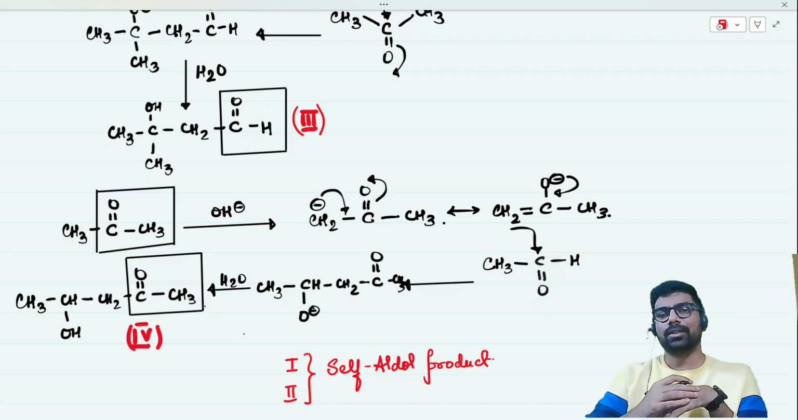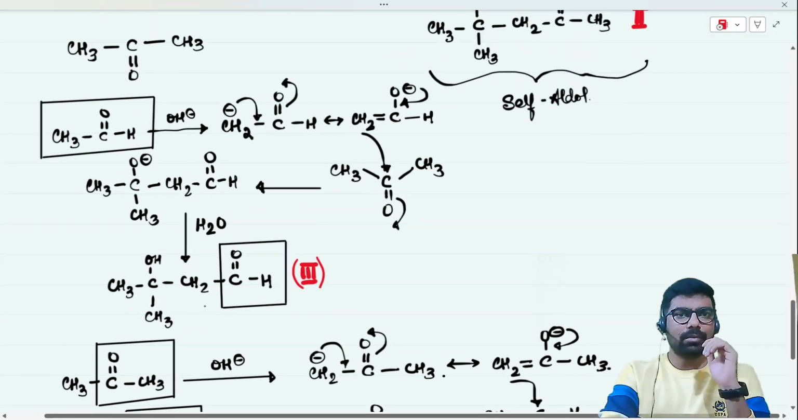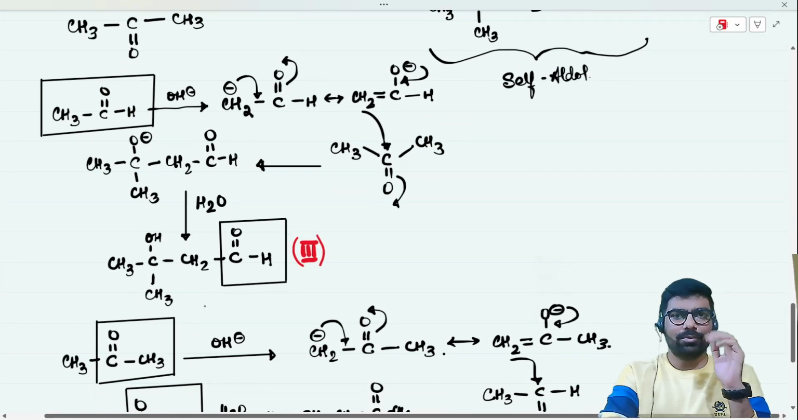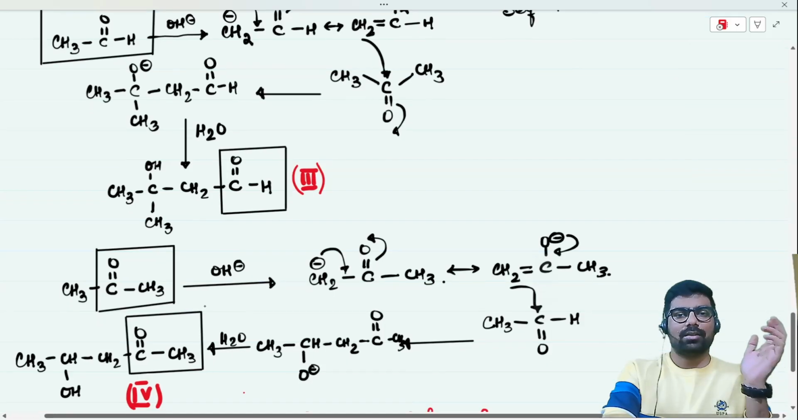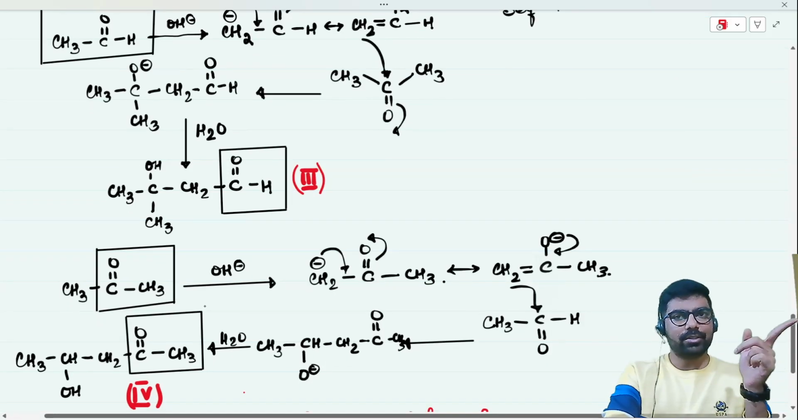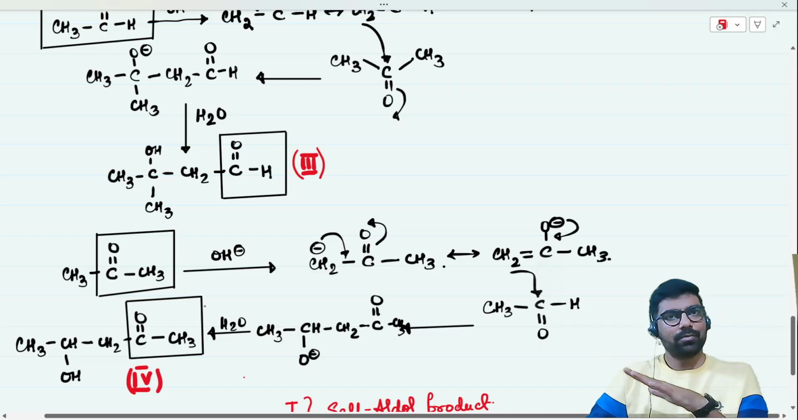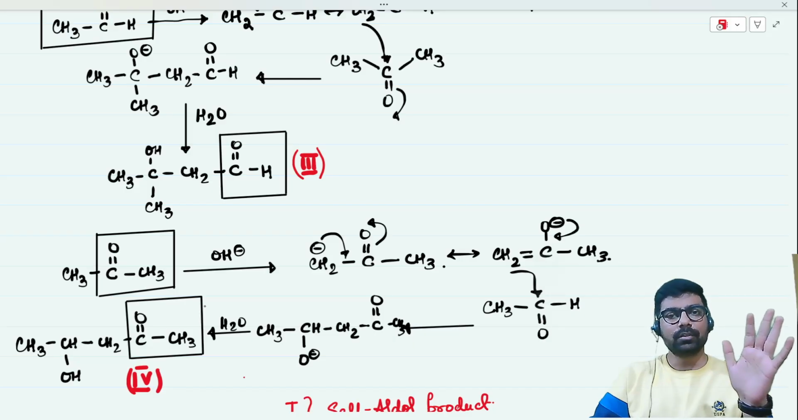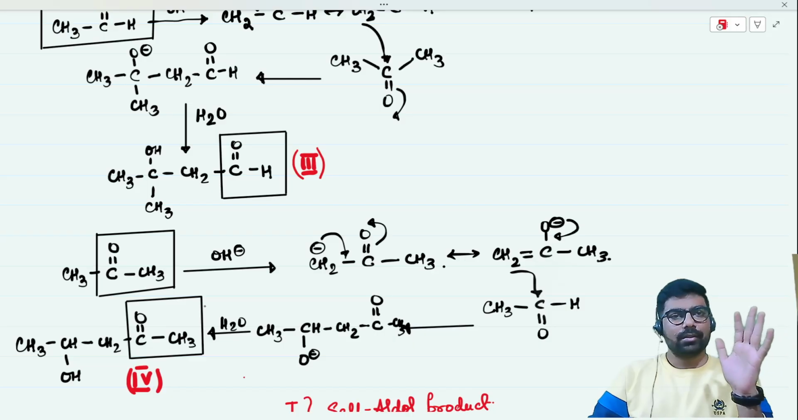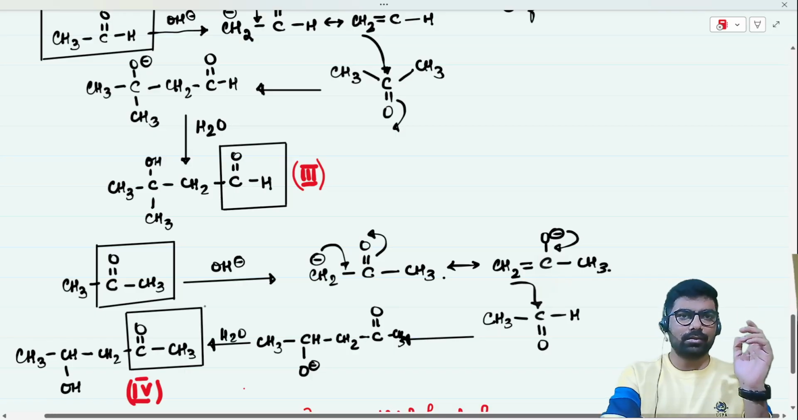This is the first thing that you have to understand. One, done. Next, when there are two cross aldol products, the question comes, which one will be major and which one will be minor. Now see, the first step is the acid base reaction. Nothing to do with the steric effect of the reaction.